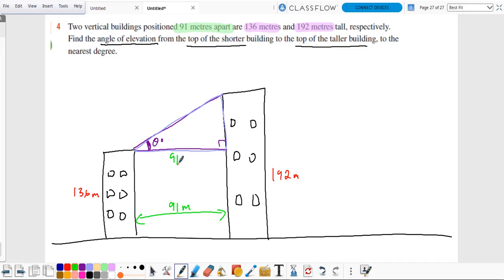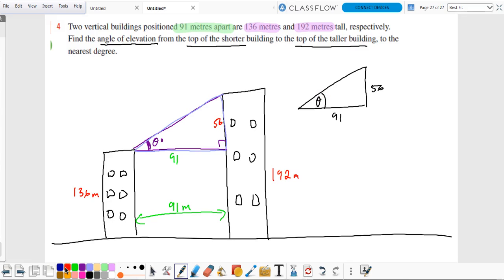Yes, Michelle? 192 take away 136. Yeah, and you got that because you need this length here. So to get that, it's going to be all of this, take away that, so you're left with this, which is 56. So that must mean that this is 56. So just to make it nice and clear, I'll isolate that. So your triangle looks like this. 56, 91, and you're looking for this angle. Easy.